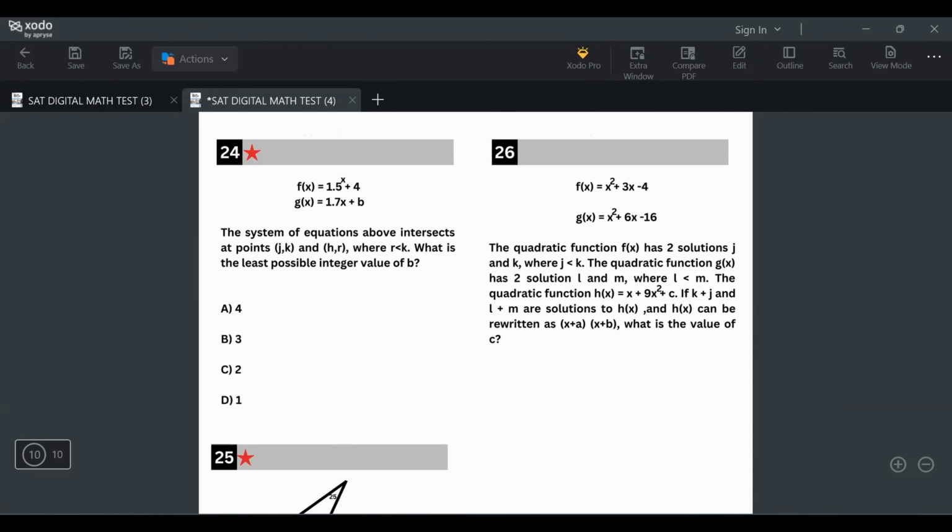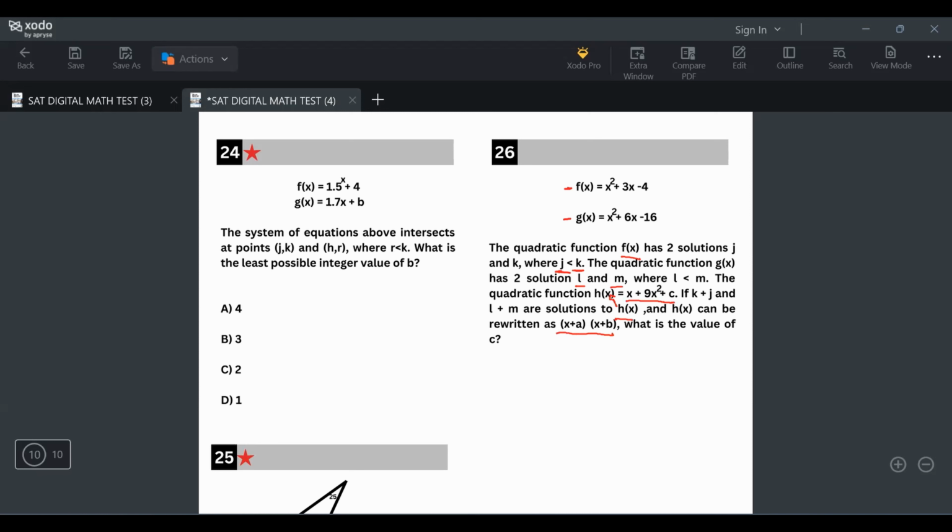The quadratic function f of x has two solutions, j and k, where j is less than k. And the quadratic function g of x has two solutions, L and M, where L is less than M. And we have a third quadratic function, h of x, which is given as x plus 9x to the power of 2 plus c. And it said k plus j and L plus M are the solutions for this function. And h of x can be rewritten as this one here. What is the value of c?